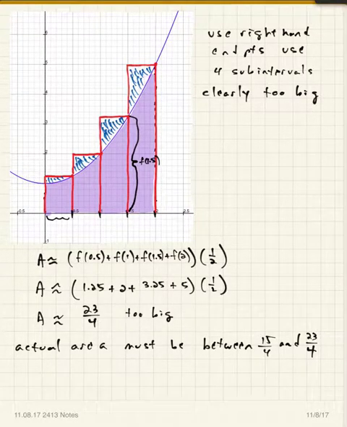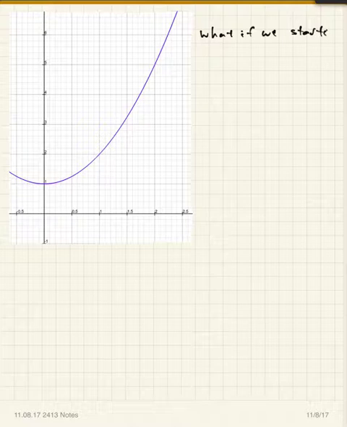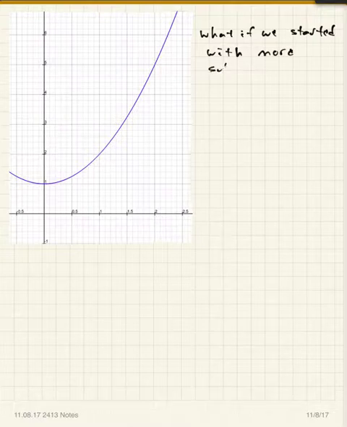And so now, if we want to change this procedure still more and maybe get a different approximation, hopefully a better approximation, what we could do is we could certainly use more rectangles. I used 4 rectangles in each picture. What if we use more rectangles? So what if we started with more subintervals?